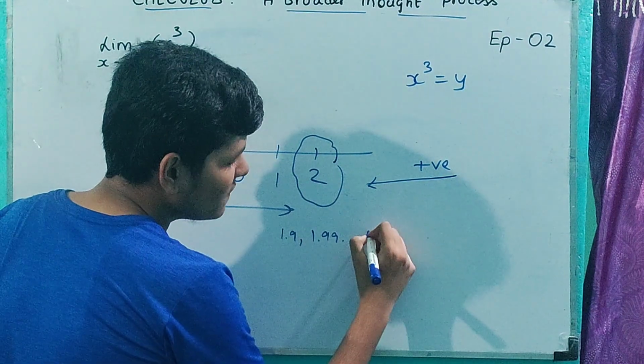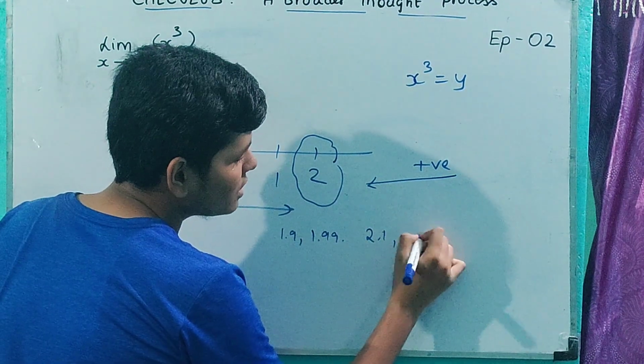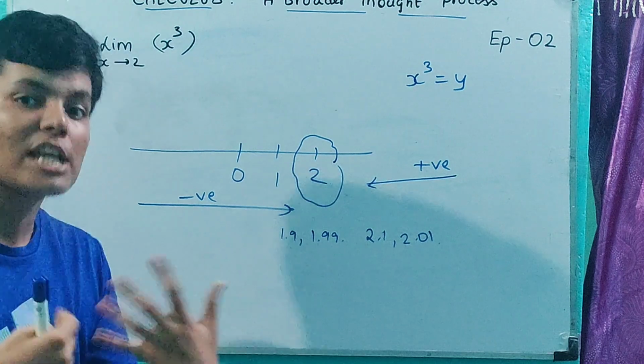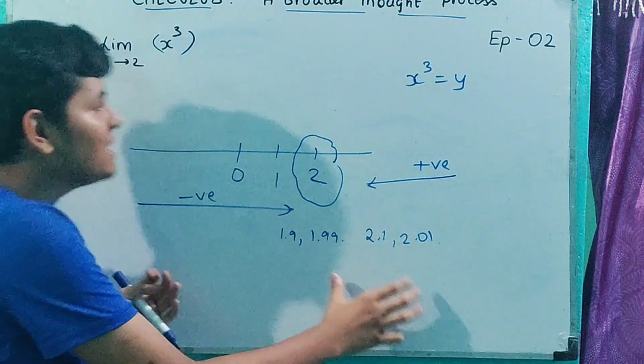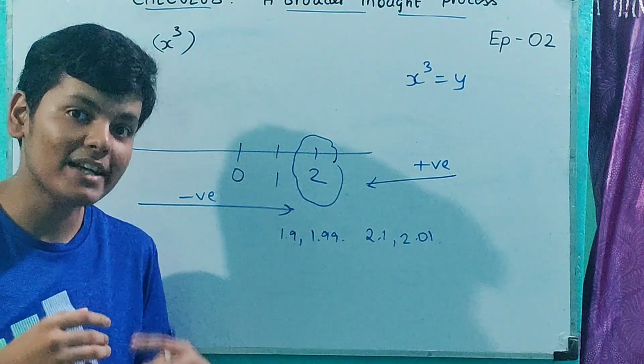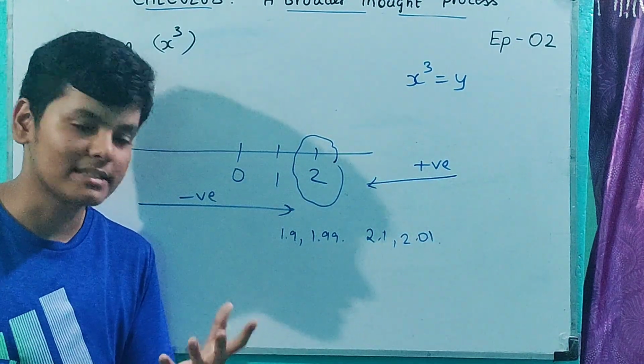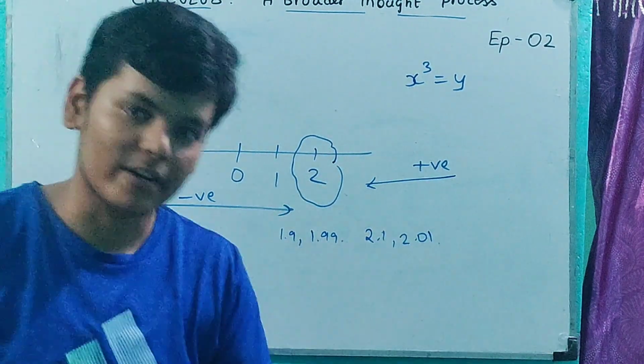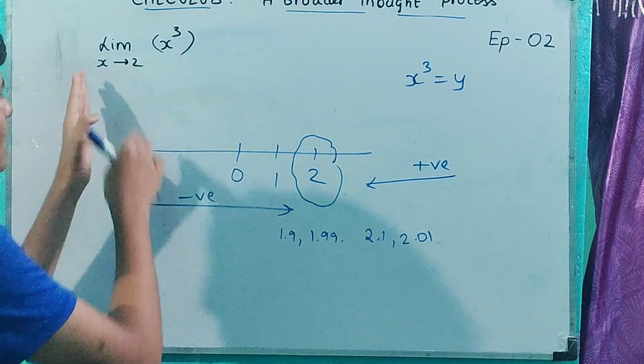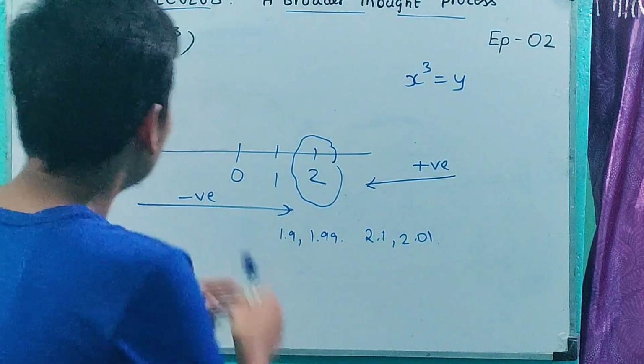And from here we can achieve the value as 2.1 or 2.01 or something. So these are the actual values which satisfy the limits. It satisfies that the value of x should tend to 2. Now it doesn't care whether x is tending to 2 from the positive direction or the negative direction, but we have a limit applied that x should tend to 2.